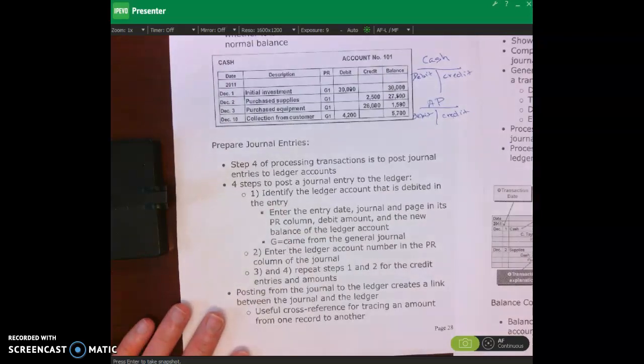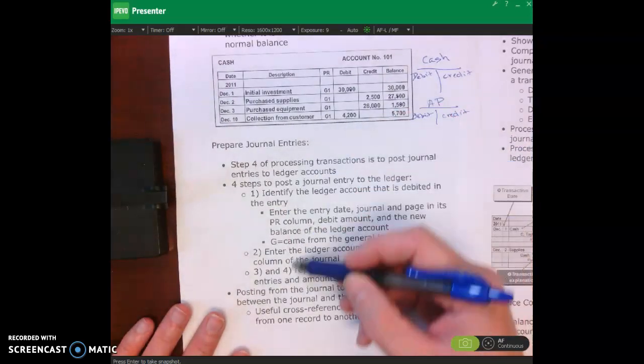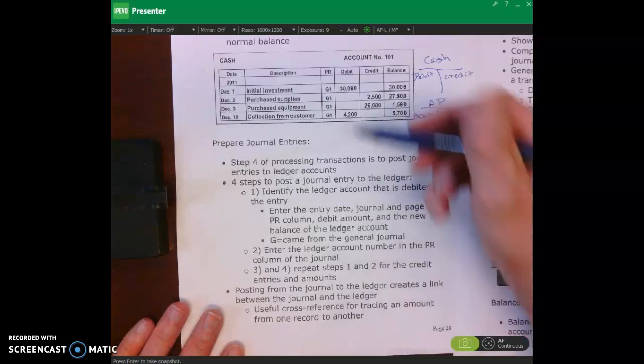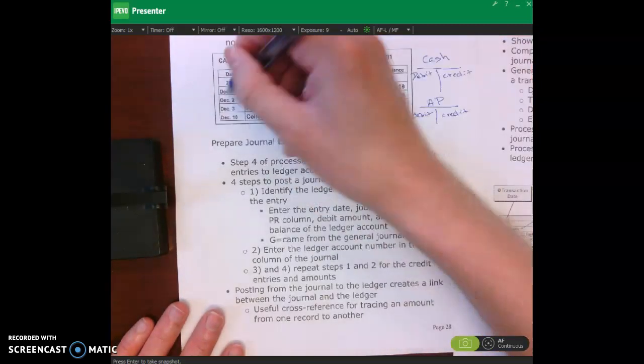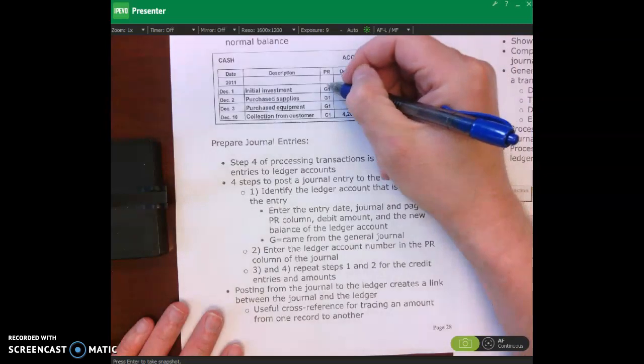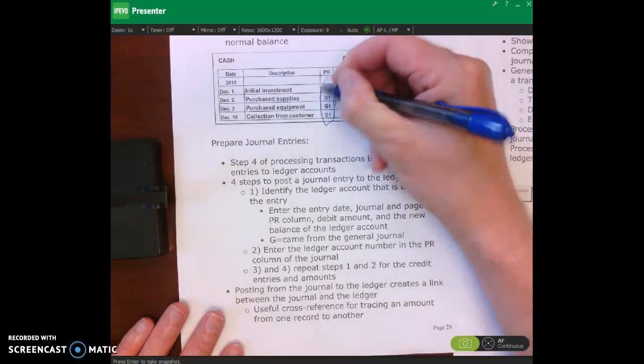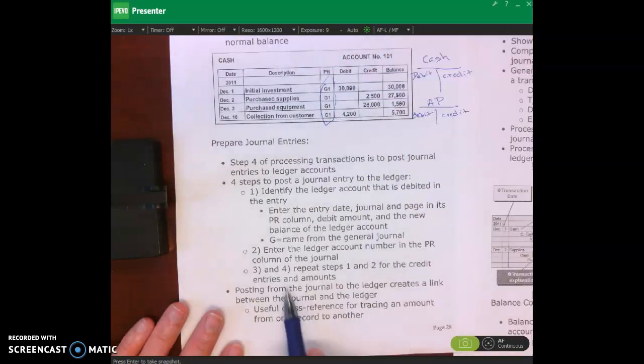Everything that I've talked about here, right here on page 28, the ending, I've already discussed within the context up here. This PR is something I'm never going to discuss again, but it just says it came from the general journal. That's all.